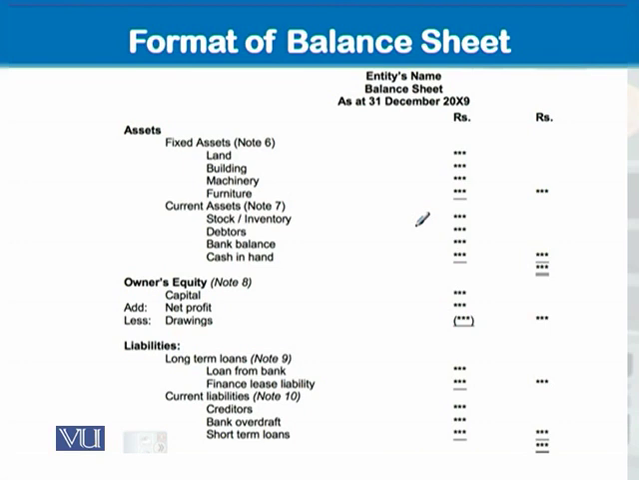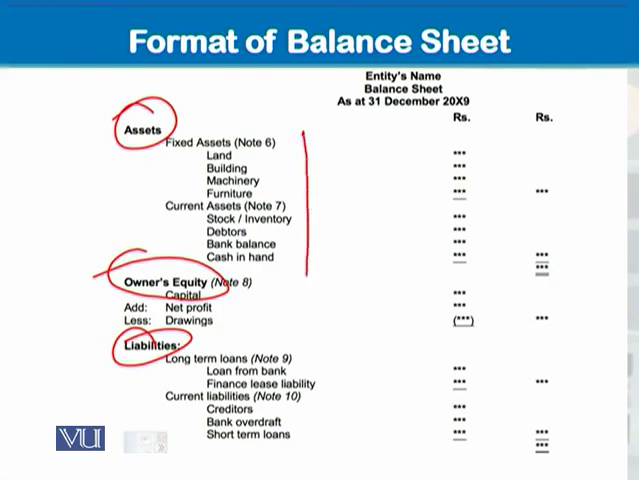So in a balance sheet, the equation is assets equal owner's equity plus liabilities. Got it? Now the assets would be grouped like this: fixed assets and current assets, and liabilities as long-term loans and current liabilities. And for equity, we have to do some working: capital plus net profit minus drawings, and then we get the equity figure.